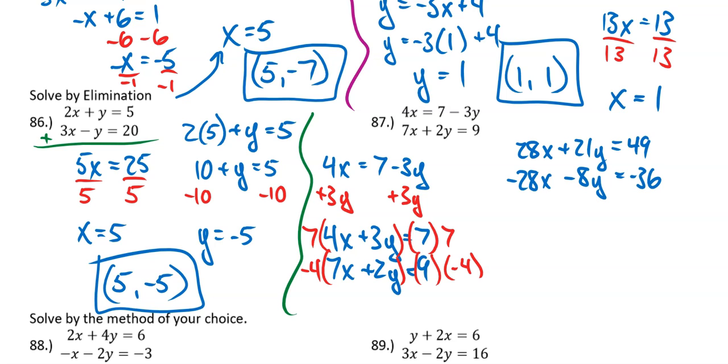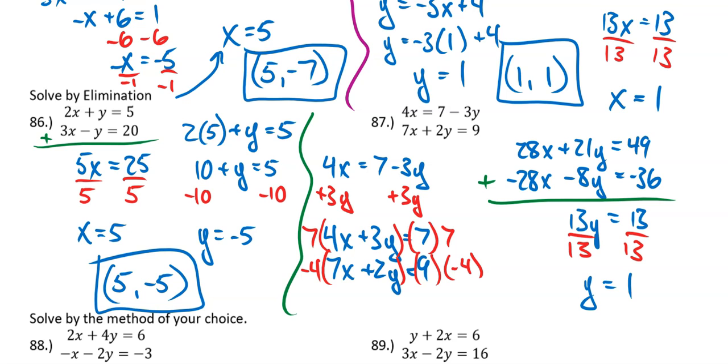Now if I add these together, those x's cancel out. That's a 0. When I add the y's together, that gives me 13y. Over here, when I add these together, I get 13. I divide each side, and I get y equals 1.